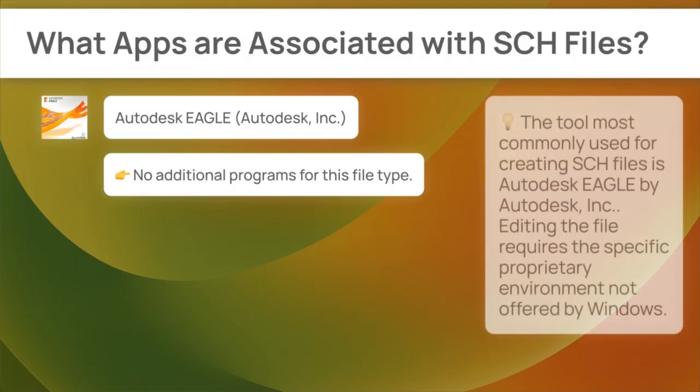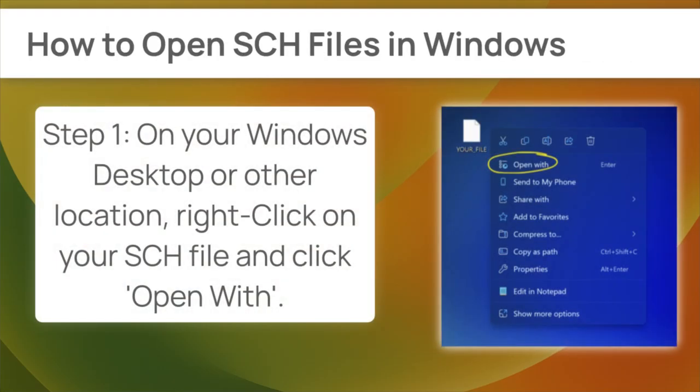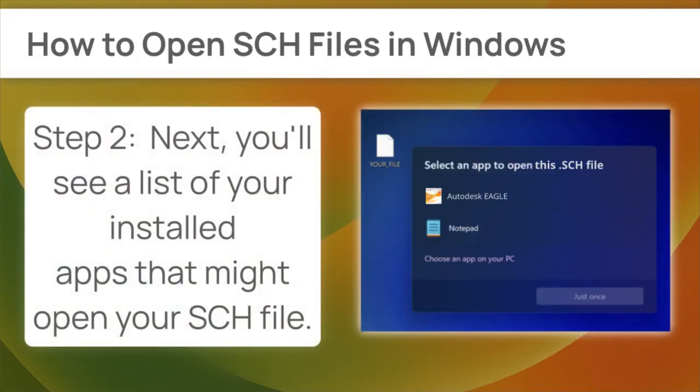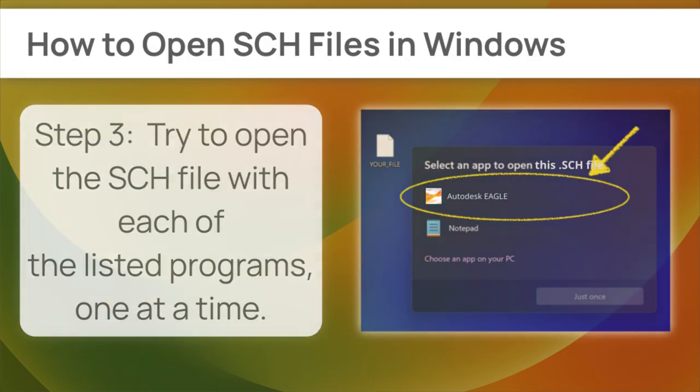This file type demands a dedicated niche application for proper interpretation and manipulation. Windows identifies the script as text, but its functionality depends on a matching runtime. Your most effective first step: right-click the SCH file and select Open With. If Autodesk Eagle is installed, use it. If not, choose another program. Keep testing until the file becomes accessible.